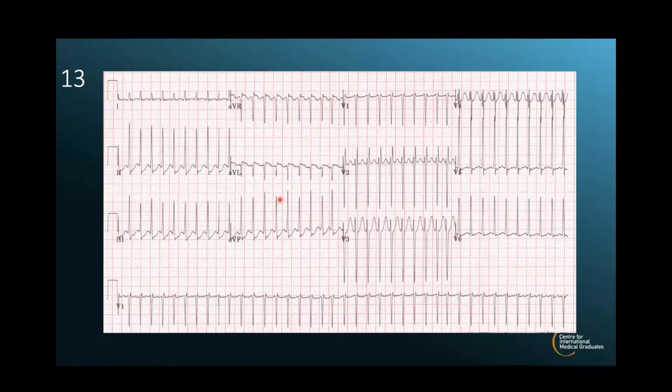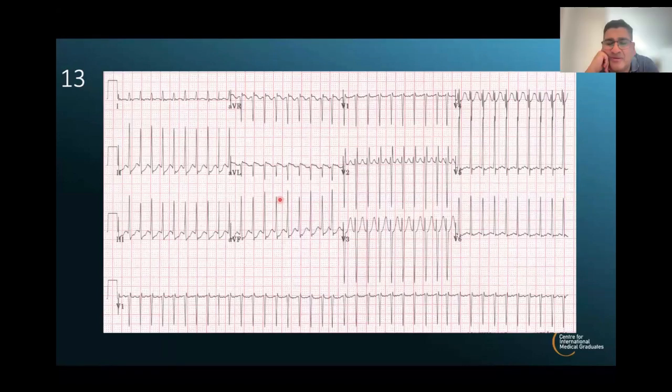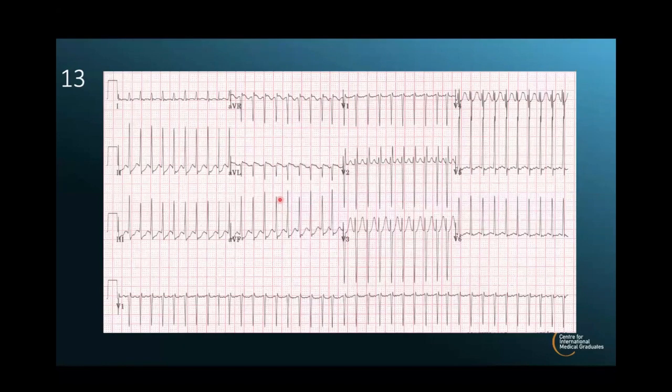Okay. So it's sinusoid, and then say normal axis deviation. Then in terms of the rate, a rate of just below 300, because it's just one big box in between. And so other things I can find.